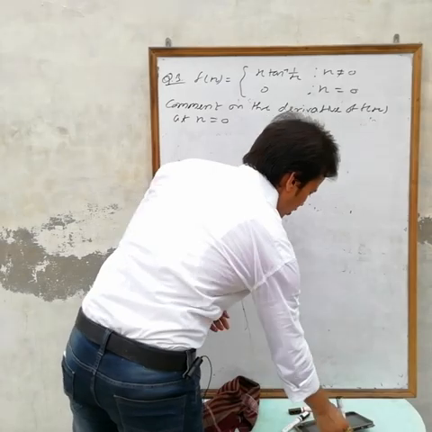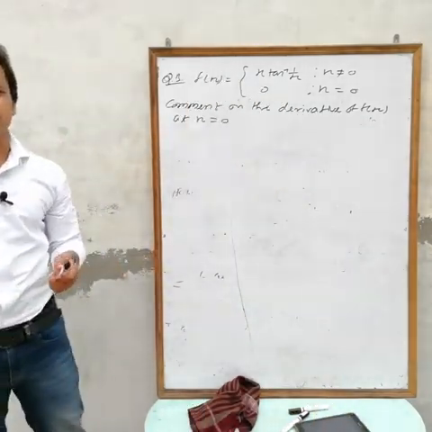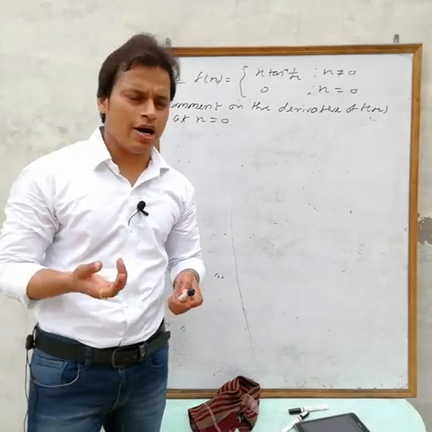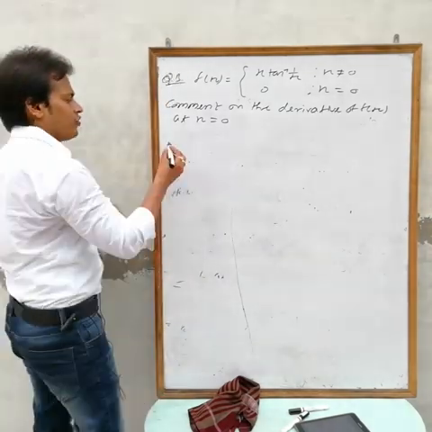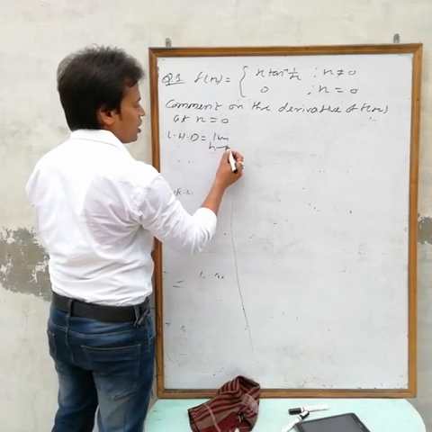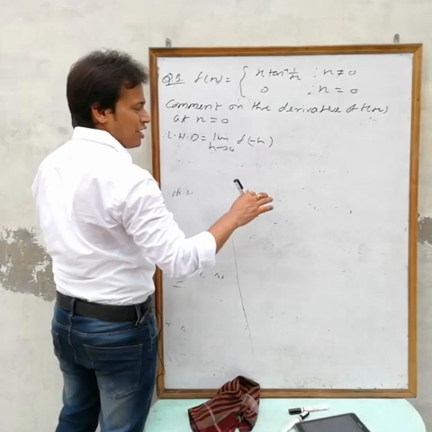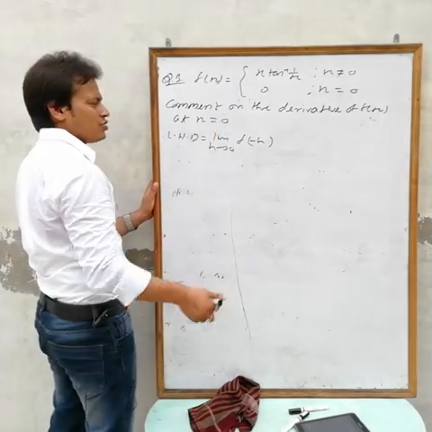Okay. Now again, just simply apply the formula. A function is said to be differentiable at x equals 0 if LHD equals RHD. Okay. So I am finding LHD and RHD. LHD is limit h tending to 0 of f(0 minus h), it means f(a minus h), where a is equal to 0.